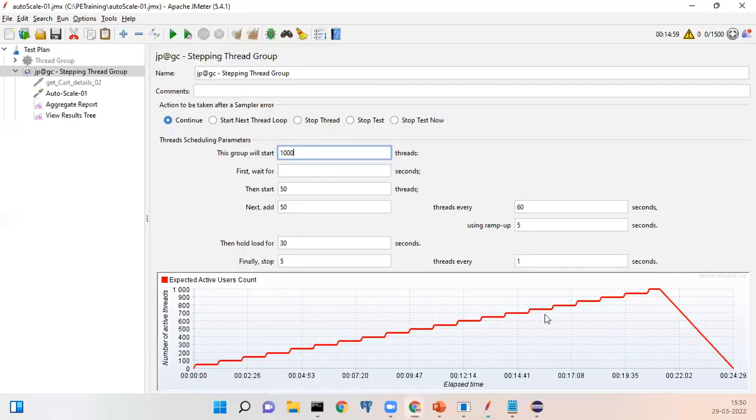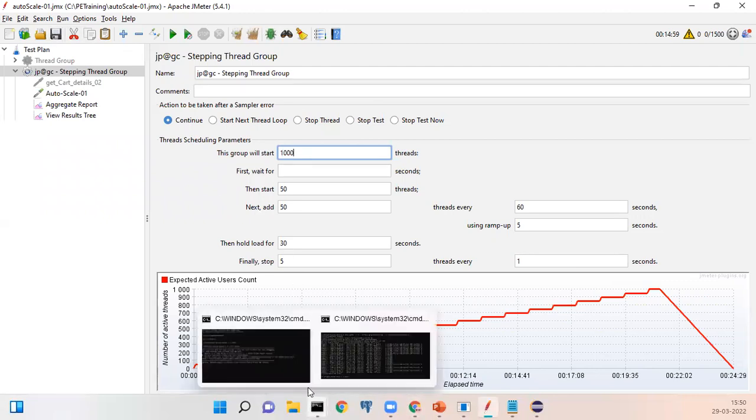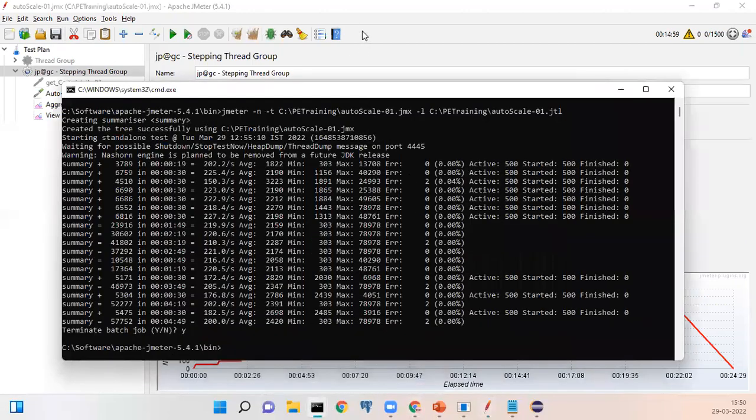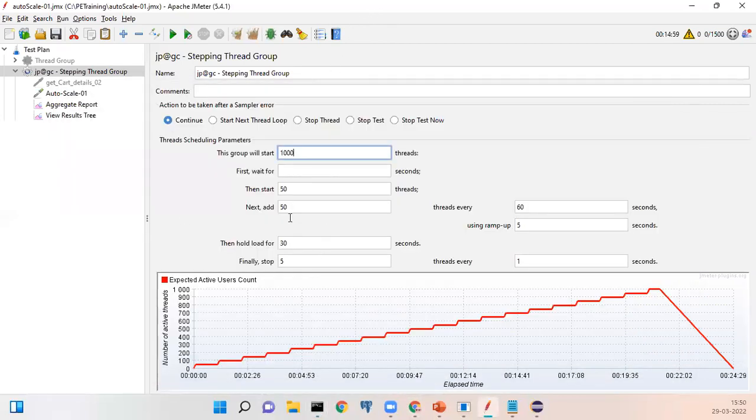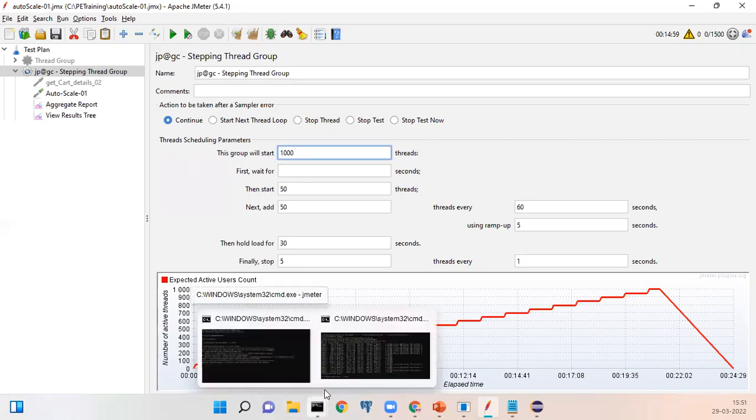Again, as I said, here we have JMeter. JMeter is being used to generate load on the system. Here we are generating an incremental load. The load starts from 50 and goes up to 1,000 users, in an incremental fashion.